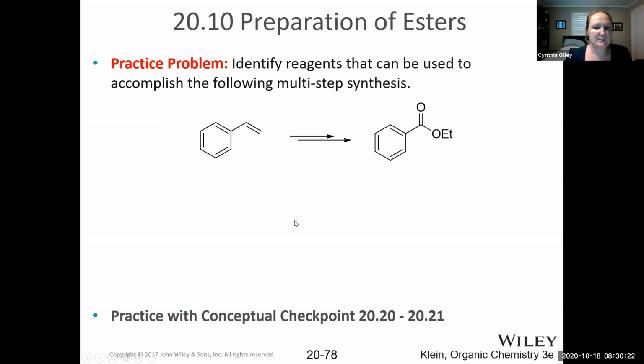Let's do a practice problem. This is a synthesis problem, so it's going to take multiple steps to get from this reactant to this product. Go ahead and see if you can identify the individual steps and reagents needed to accomplish the following multi-step synthesis. Pause it and try to work on the problem. Of course, whenever you're doing this, try to utilize reactions that we were just talking about in the lecture.